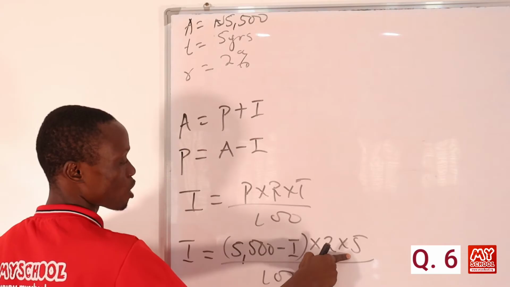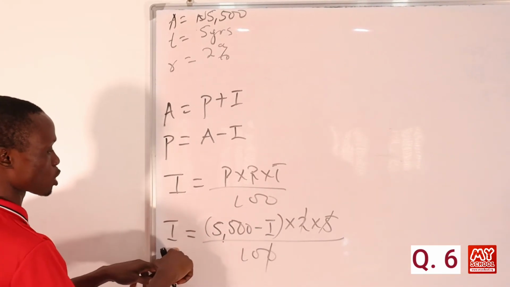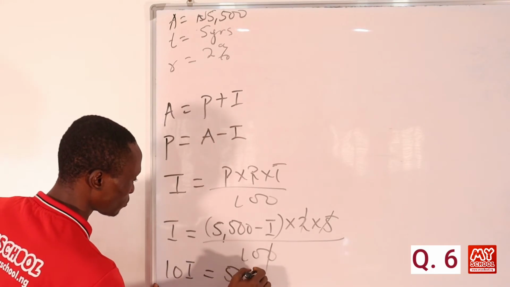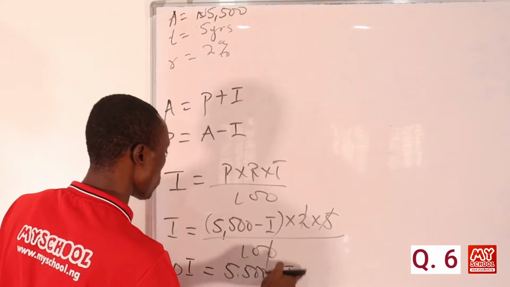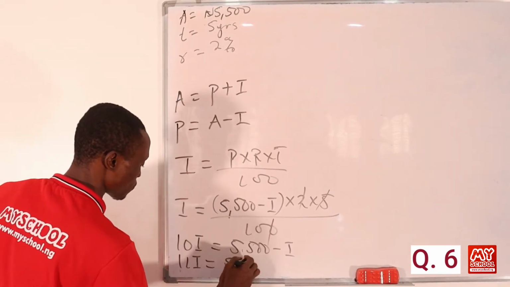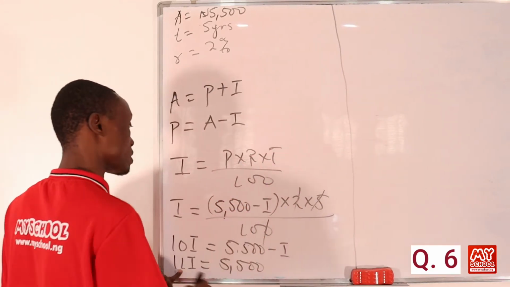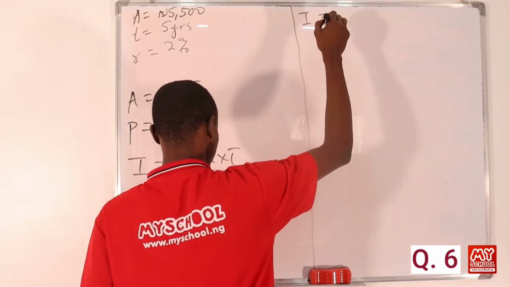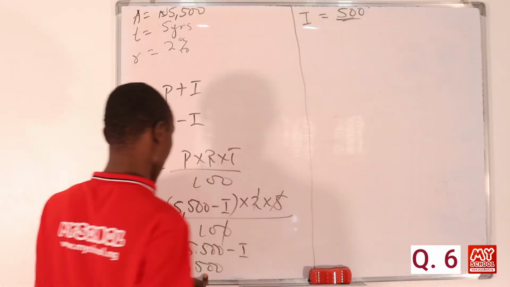Now if we multiply these two, that will be equals to 10. So let's remove it so that here we'll be having just 10 left. So if we cross multiply, we'll be having 10I to be equals to 5,000 equals to 5,500 minus I. So we can move this I to the other side, so that we'll be having 11I to be equals to 5,500. Now, since we are looking for I, we make I the subject of formula by simply dividing both sides by 11. So that I is equals to 500.